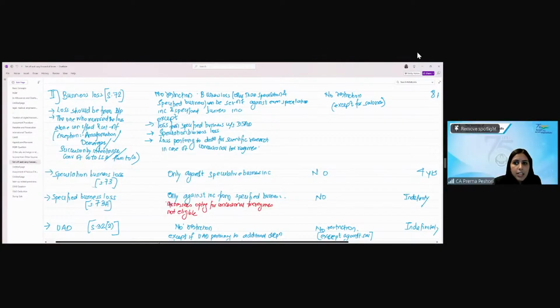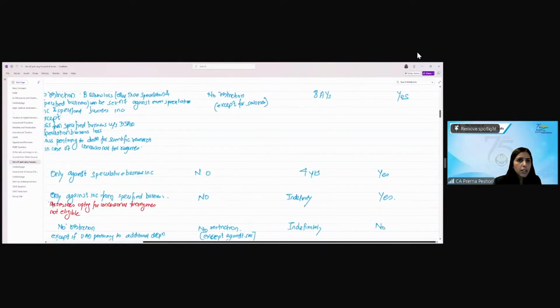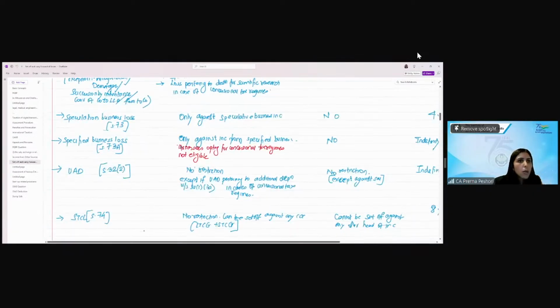Can you set off against other head? No. What is the time frame to carry forward? Indefinitely, but you should file the return of income on time. Unabsorbed depreciation. No restriction in relation to the set off against the normal business income, against the specified business income, against the speculative business income, because this is deemed to be the current year depreciation. Except if it pertains to additional depreciation, then if you go for concessional regime, you are not allowed.